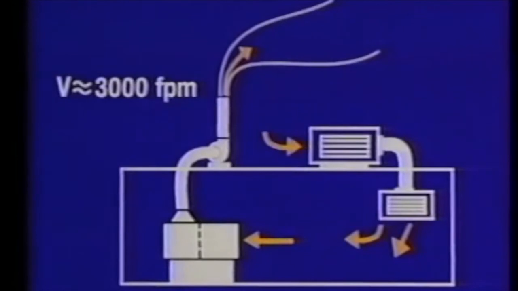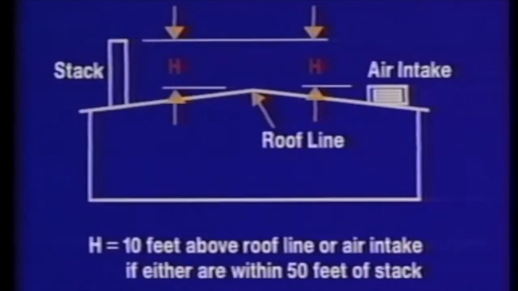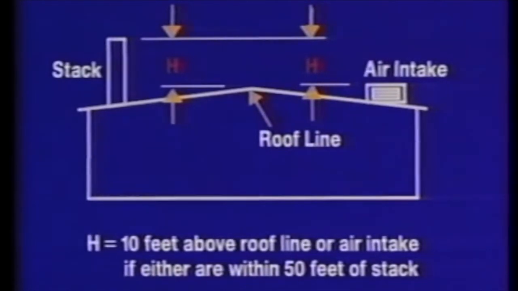The axial fan is used to move large volumes of air against small static pressures. It is often used in dilution ventilation systems and is usually noisier than equivalent centrifugal fans. Stacks should be tall enough to ensure that contaminants are adequately dispersed into the atmosphere. Stack exit velocities should be about 3,000 feet per minute. One rule of thumb is that the top of the stack should be at least 10 feet above the adjacent roof line or air intake if either are within 50 feet of the stack. This will help avoid re-entrainment of exhausted contaminants into the building.